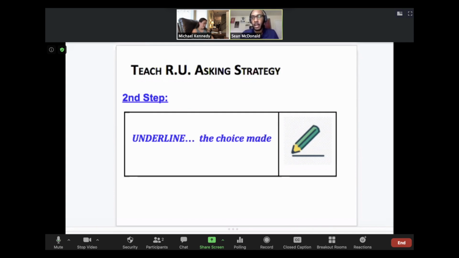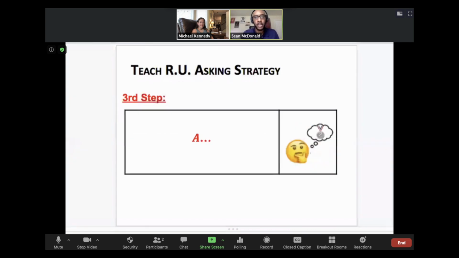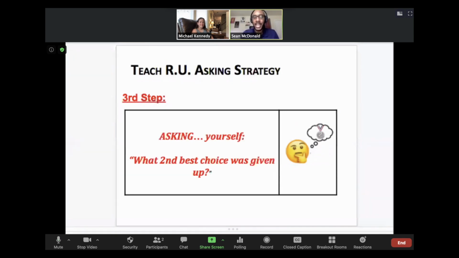You can underline it, exactly. Let's keep going to the third step. All right, so the third and final step starts with an A, which stands for? Asking yourself. The asking step, exactly, where you ask yourself, and what are you asking yourself? What second best choice was given up? The second best choice given up.